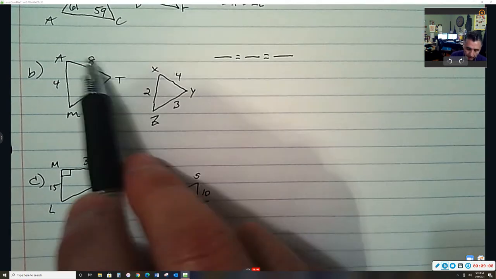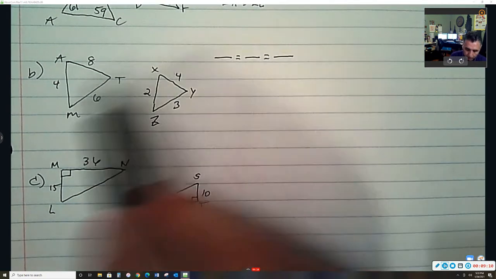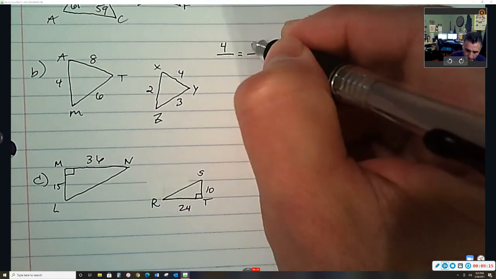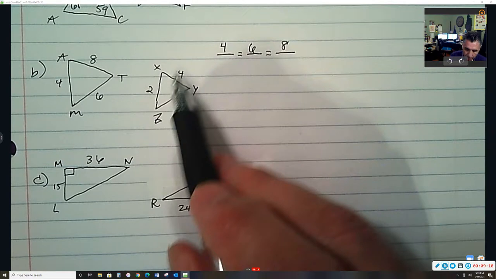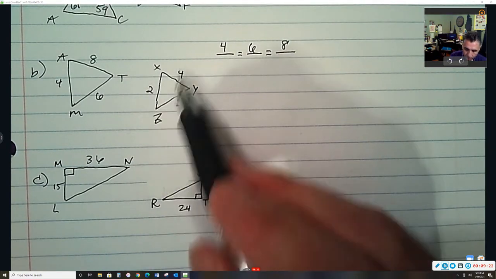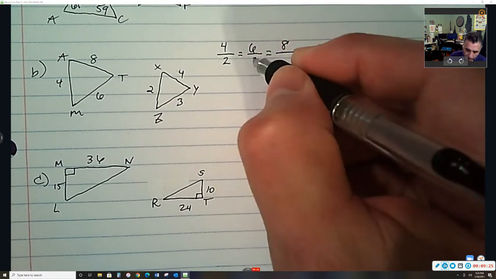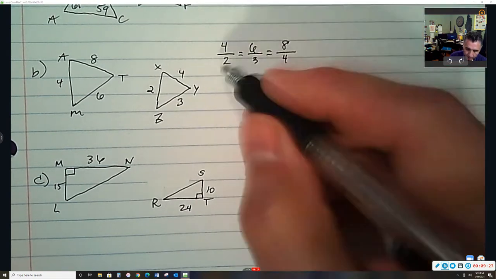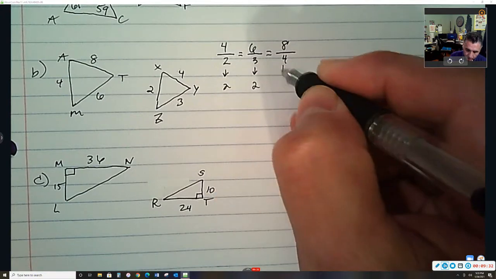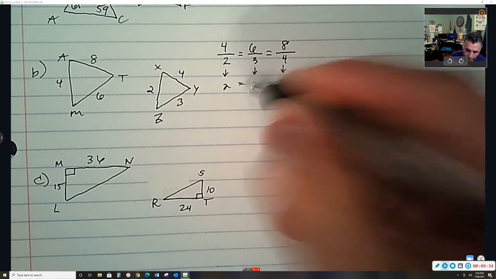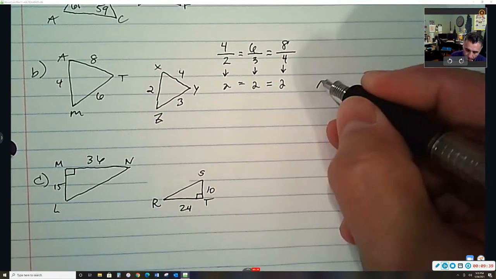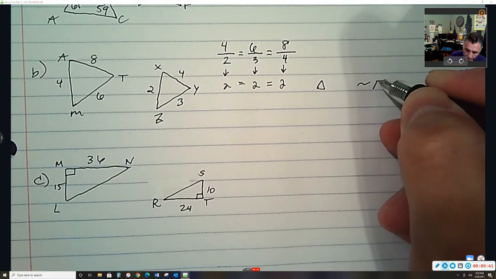So again, these are the left ones. I'm going to put those numbers on top, and I go from smallest to biggest. 4, 6, 8. And then I'm going to match it up with these numbers from smallest to biggest. 2, 3, 4. And then simplify these. Well, I know that's 2. That's 2. That's 2. Because they are all equal, I know the two triangles are similar.